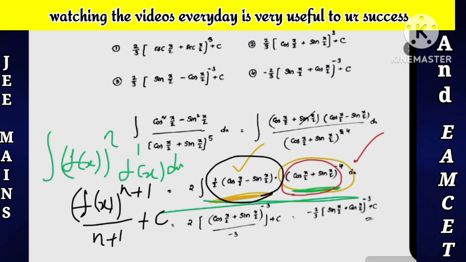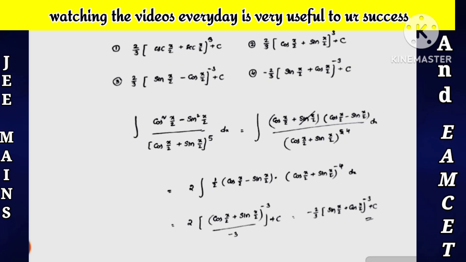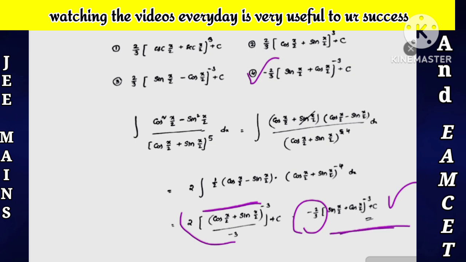So what is f of x value? Cos x by 2 plus sin x by 2. So this becomes cos x by 2 plus sin x by 2 power n, which is minus 4. Minus 4 plus 1, minus 3 by minus 3. So finally you get the answer as minus 2 by 3 into cos x by 2 plus sin x by 2 power minus 3 plus c. That is nothing but the last option. Understand all of you? Very easy question.